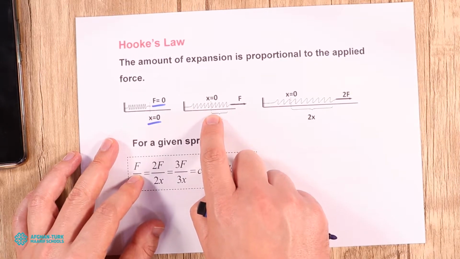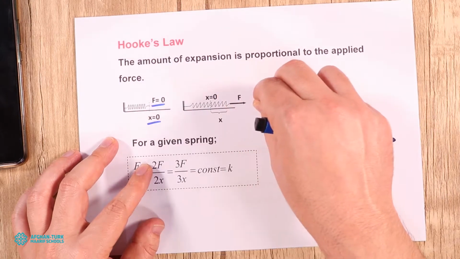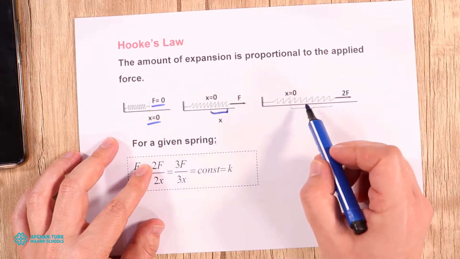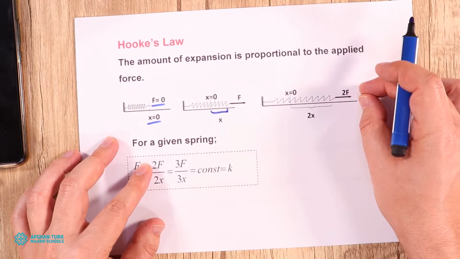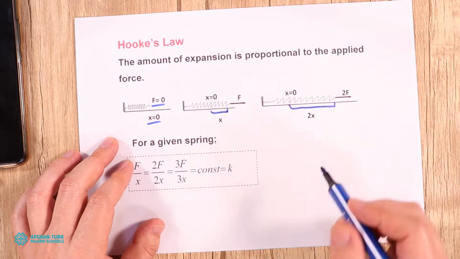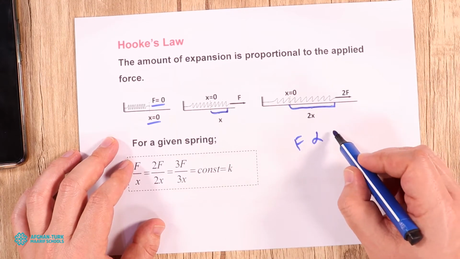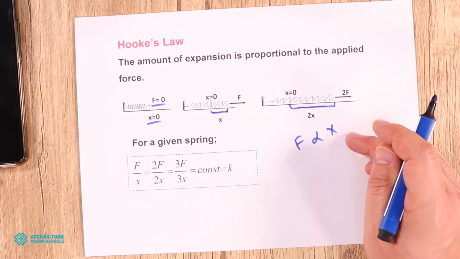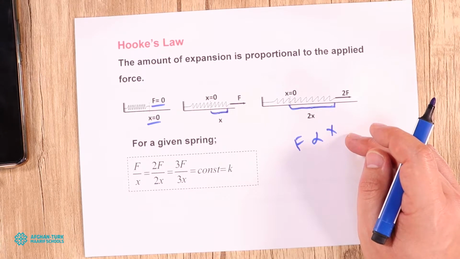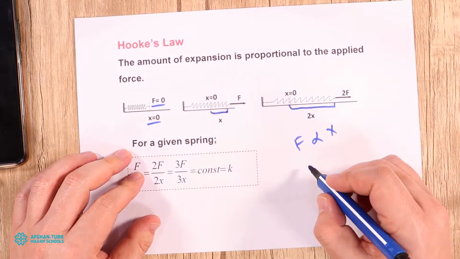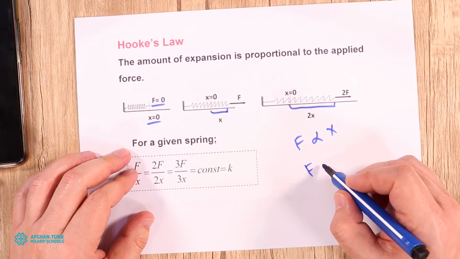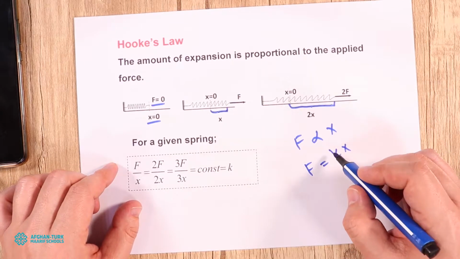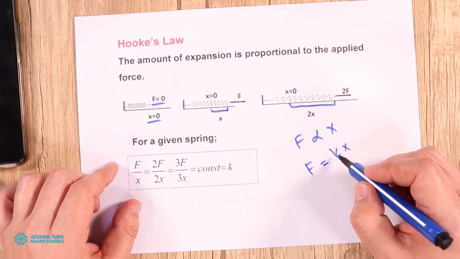In the next case, when we apply the force on the spring, some displacement is produced in the spring. In the third one, if we double the force, the displacement is also doubled. This means that force is directly proportional to the displacement. Now how can we finish the proportionality here? We can write it as F = kx, where k is the spring constant.